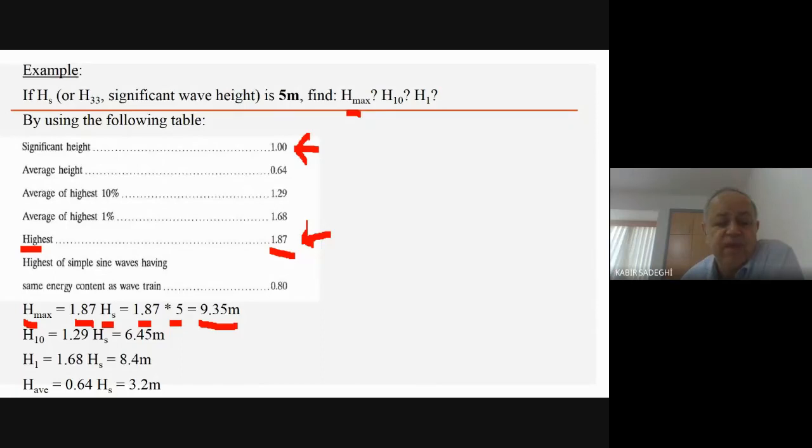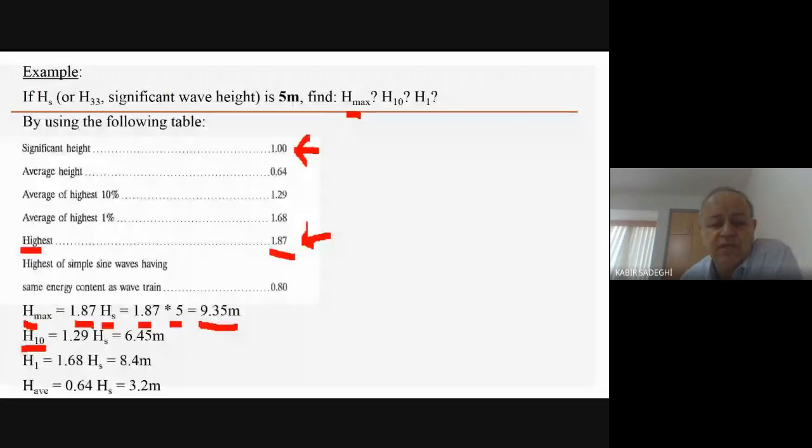This is max. In this similar manner, we have H 10%, which is, let me, someone is entering. Who is entering? Jean-Pierre, disconnection it has, I think, most probably. Therefore, let's continue.